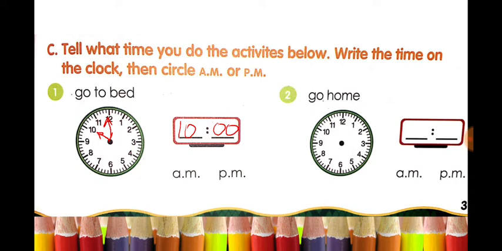10 o'clock. AM or PM? Perfect, it's PM. I go home. I finish my school. I finish my work. Yes, I'm going home at 2 o'clock. You have the choice to choose what you want. So 2 o'clock, will it be AM or PM, afternoon? Perfect, it's PM.